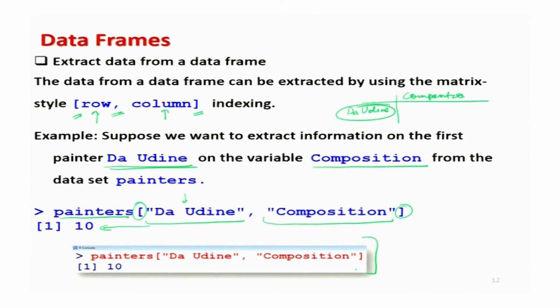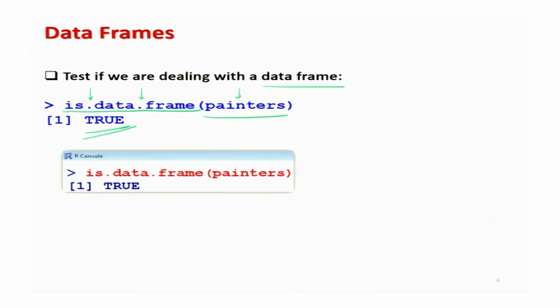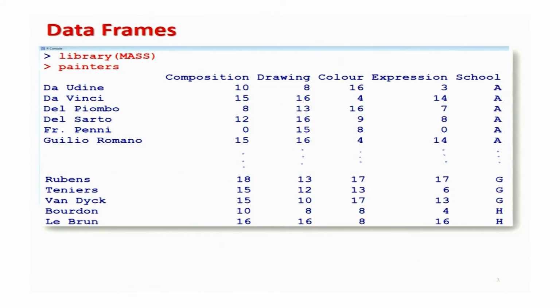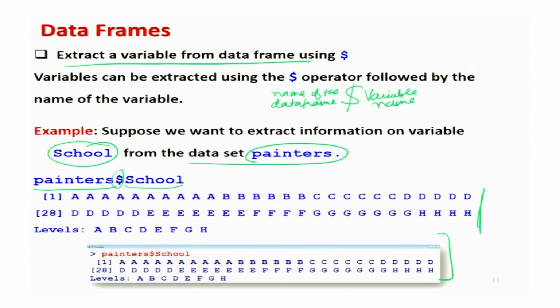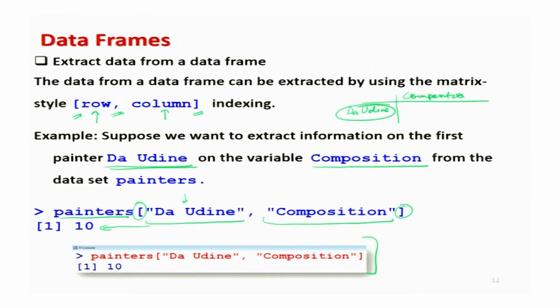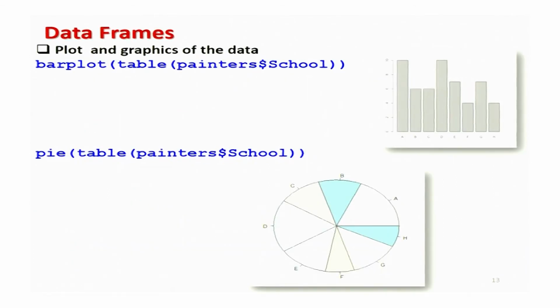And if you try to see here, it will come out like this, 10. This is the screenshot, and if you really want to see, you can see here in this one, this was the value. So, this is the row name Da Udine, then the composition column, and its value here is 10. That is exactly what I have shown you here, but without going into the screenshot, I have shown you with the R commands, right.